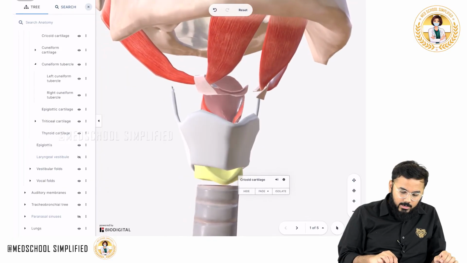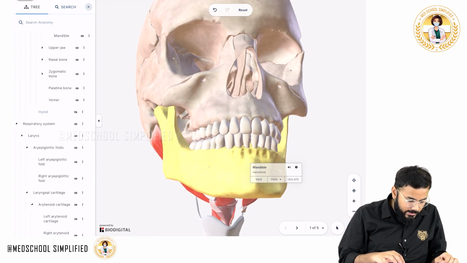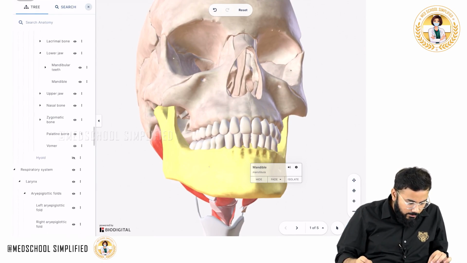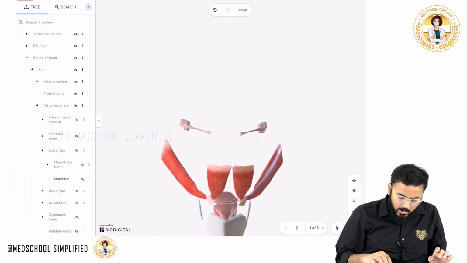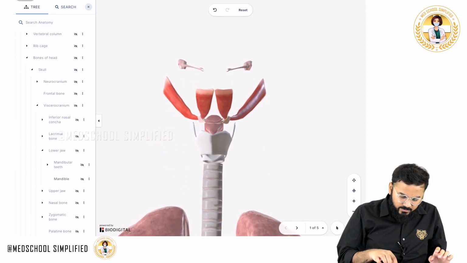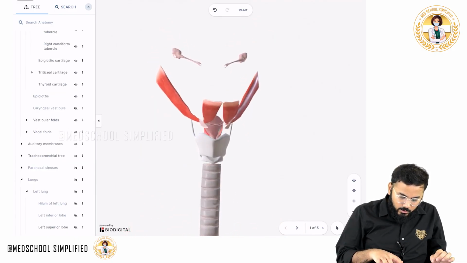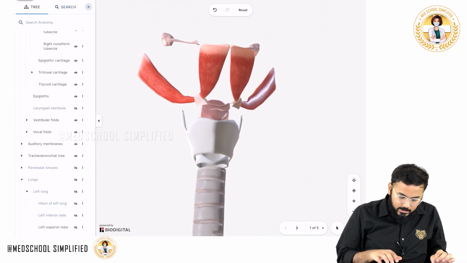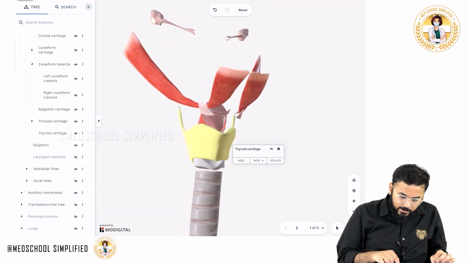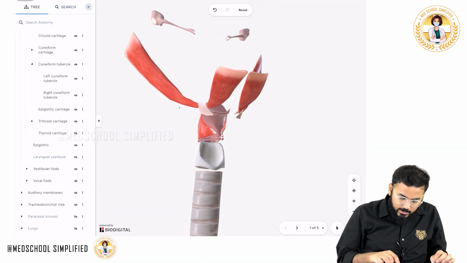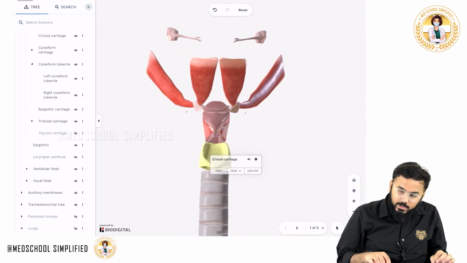Let me look at this in another view. I will remove the entire skeleton, so let me remove the skull completely. After removing the skull, look at the picture. Now I am looking from the top. If you look at just the cartilages, this cartilage is your thyroid cartilage. If I remove the thyroid cartilage, the next cartilage you have is the cricoid cartilage. Cricoid cartilage is in the form of a ring.